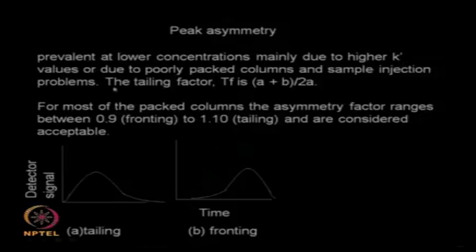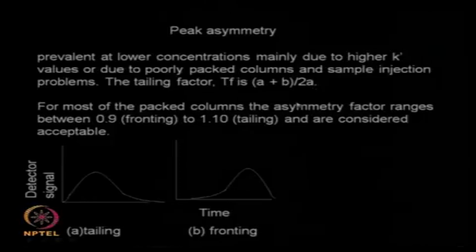So how do you calculate this tailing factor? We know what is A, we know what is B. So A plus B divided by 2A, and if we calculate that, generally this number varies between 0.9 to 1.1. If it is around 1.1, that means B is more, so you get a tailing. If it is less than 1, around 0.9, that means A is more, that means you will have the fronting. So if you calculate A plus B divided by 2A, and it comes out to be less than 1, we can say it is a fronting type of situation, and if it is greater than 1, you may call it a tailing type of situation.